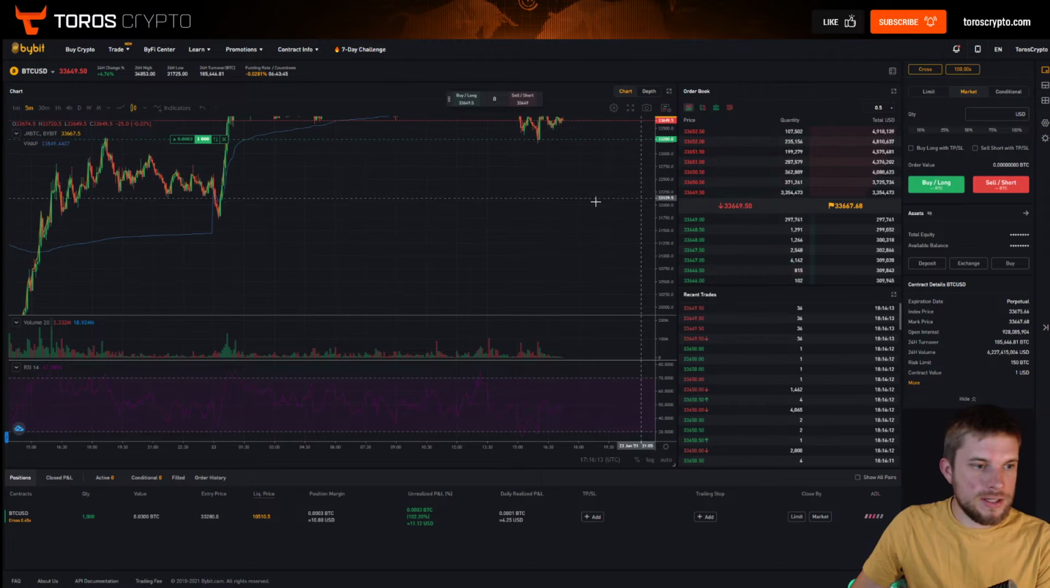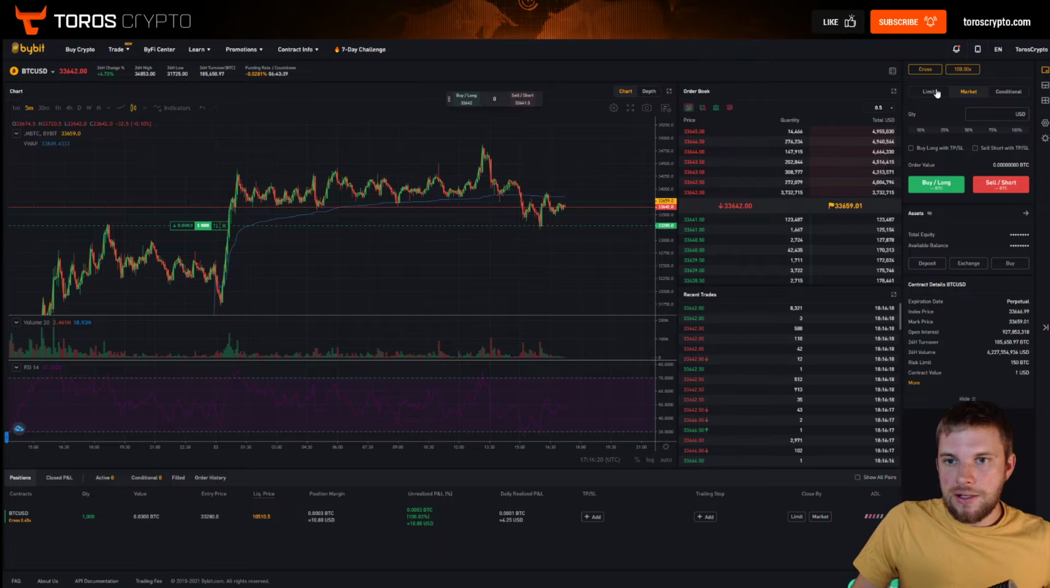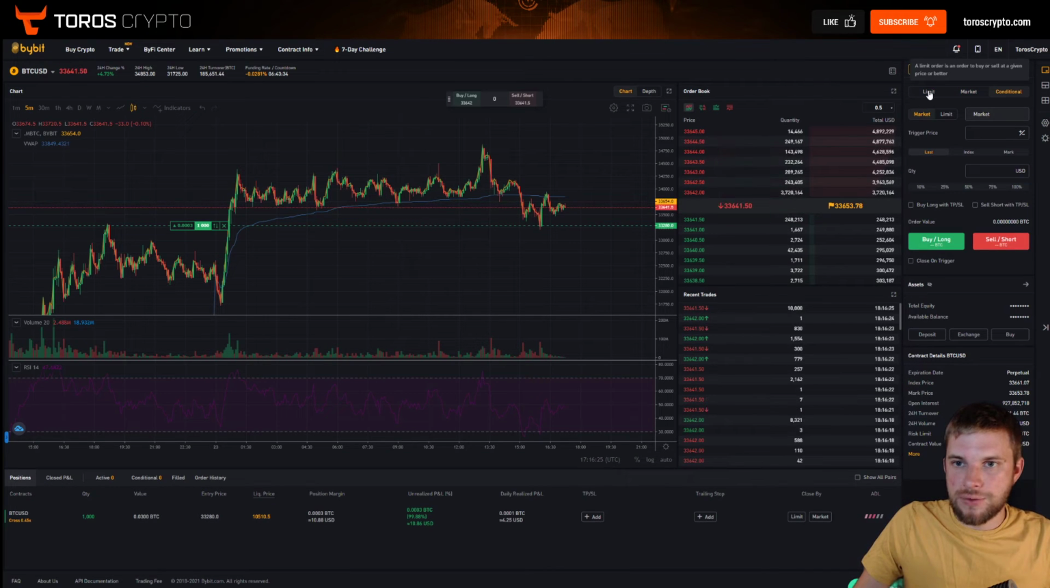So yeah, that is that. Let's go over again here to the right hand side. So you can see here, we have our limit, our market, and our conditional orders.